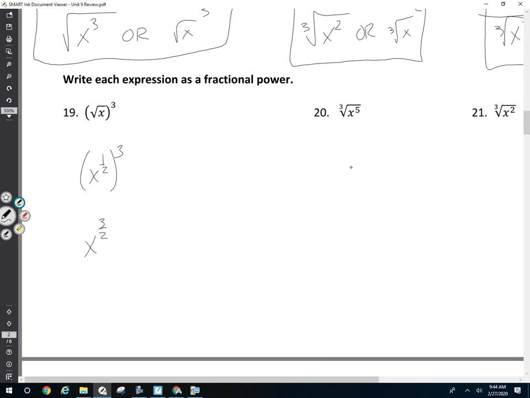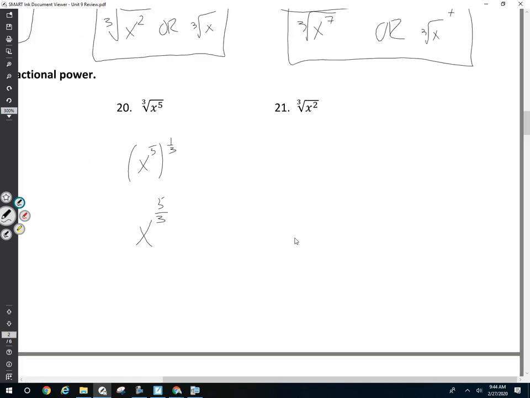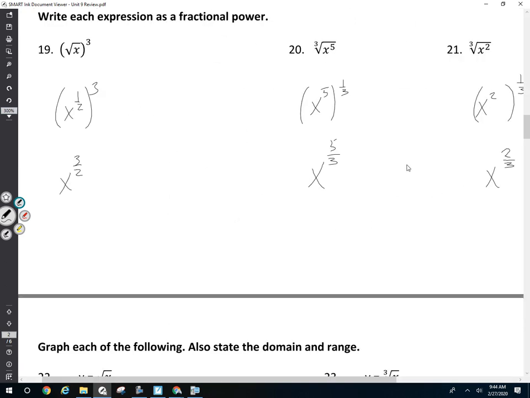Okay. This is x to the 5th to the 1/3. Multiply those together, you get 5/3. This is x squared to the 1/3. A cube root is a 1/3 power. This would be x to the 2/3. Okay, and these would be my answers, this one, and this one.